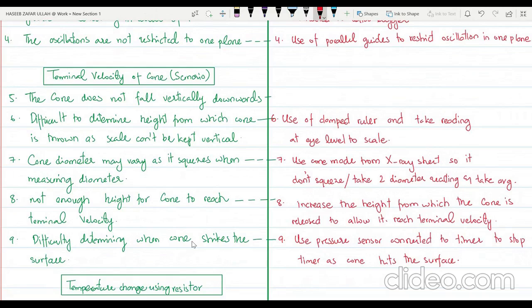The cone does not fall vertically downwards. For example, it can fall at an angle. So what can be its improvement? Its improvement can be the same as the use of the parallel guides to restrict its motion, for example, to ensure that it moves vertically. Or you can also use two clamped rulers so that you can ensure that it falls between them as a vertical path.